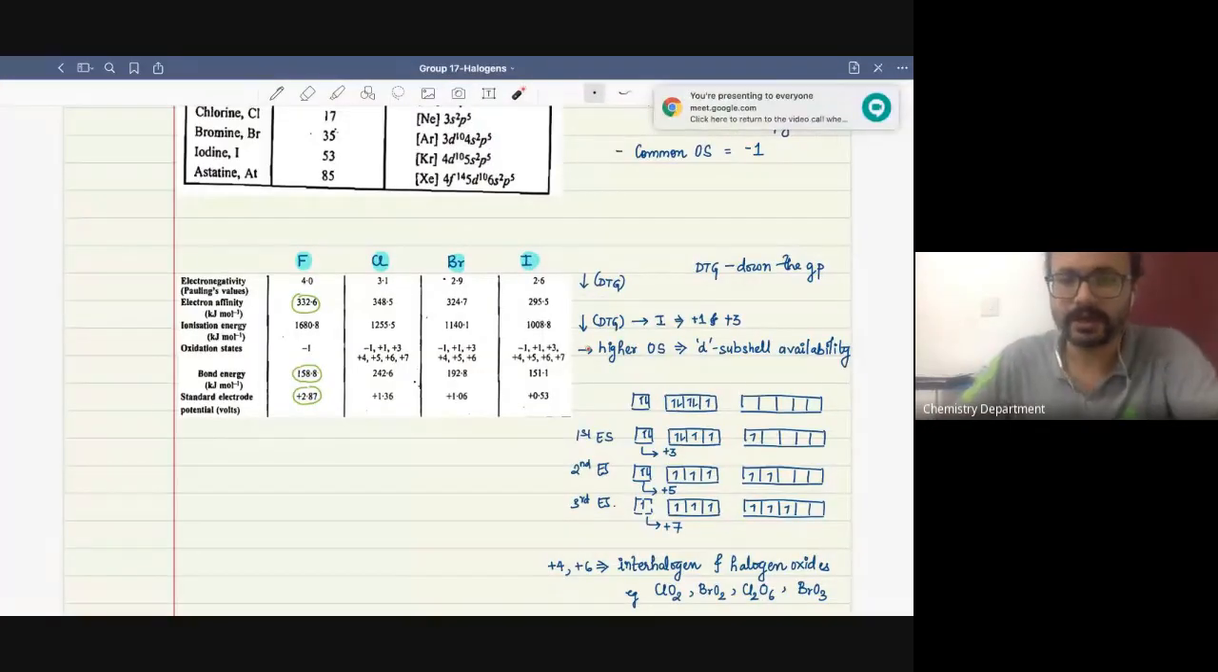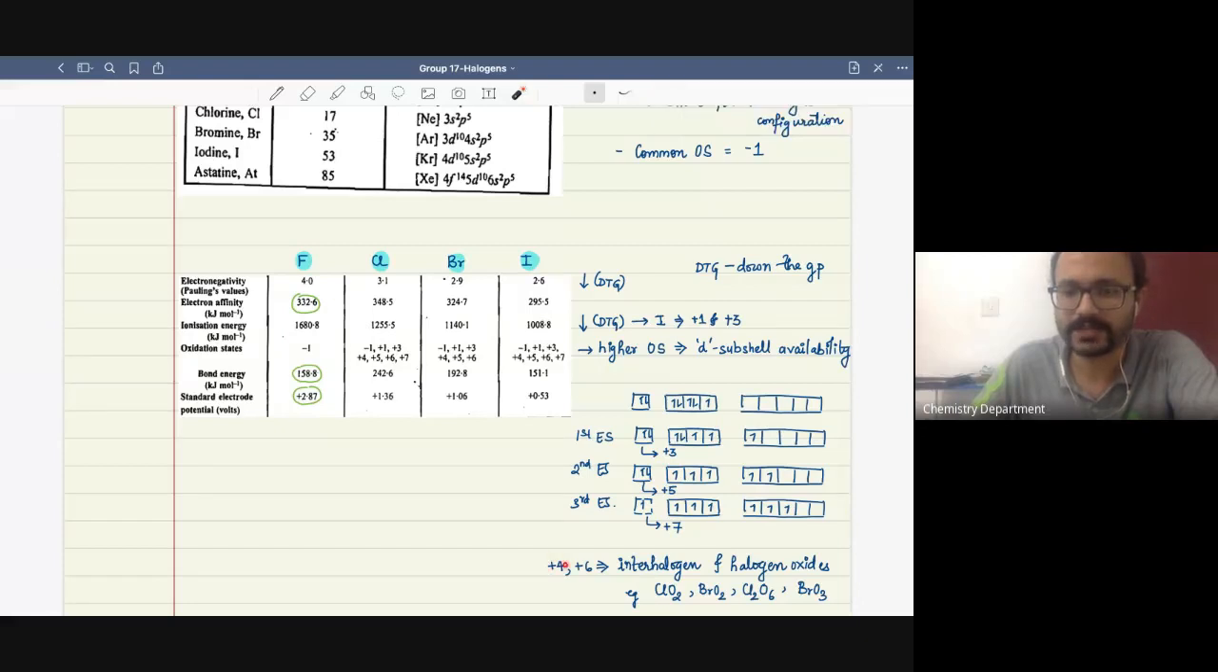Okay, so you see interhalogen compounds, and in halogen oxides you see oxidation states of +4 and +6. Some of the compounds written down here are halogen oxides. ClO2, here the chlorine has an oxidation state of +4, then here also +4, here the chlorine has an oxidation state of +6, and here as well bromine has an oxidation state of +6. So in these compounds only you will find these higher oxidation states such as +4 and +6.